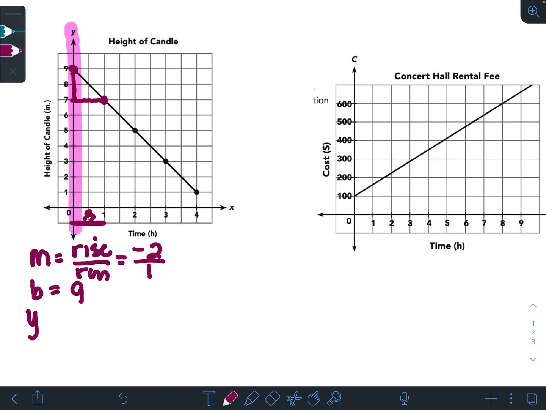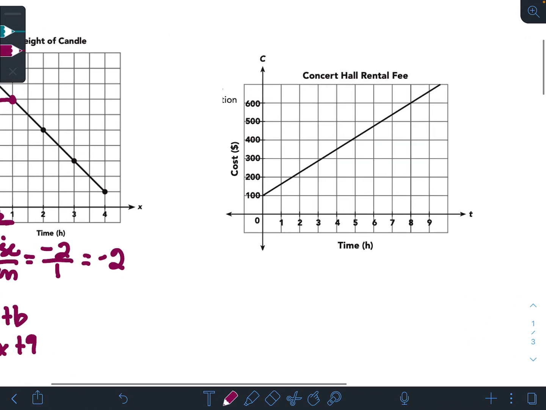Then when I go to write my equation, I always write it in the form of y equals mx plus b. So I'm taking what my m is, which simplified down to negative 2, and my b, which is 9, and just plugging them in. So negative 2x plus 9.